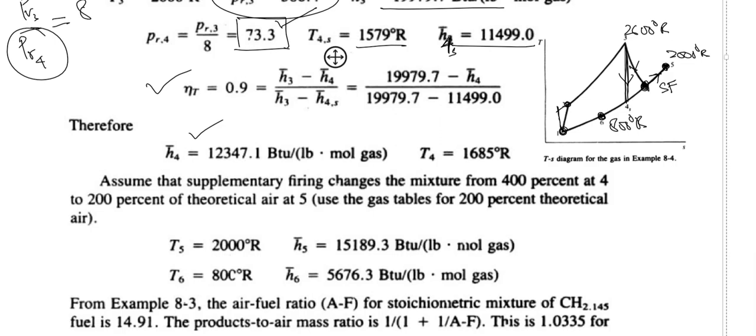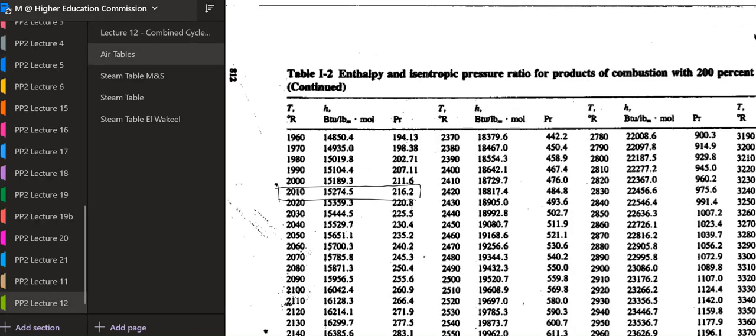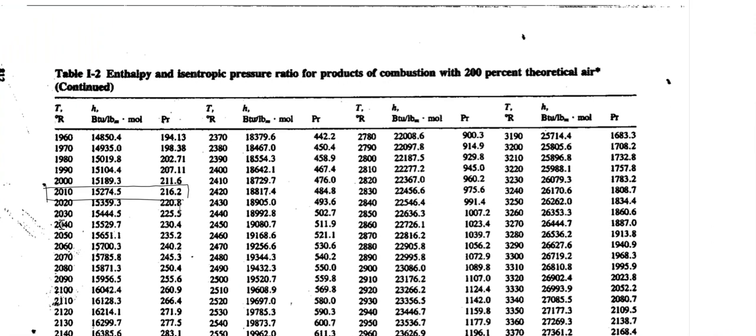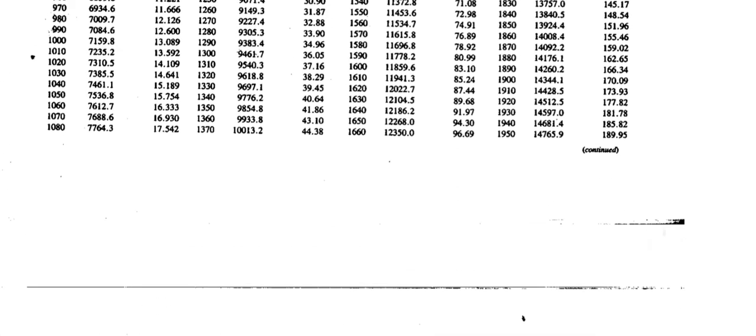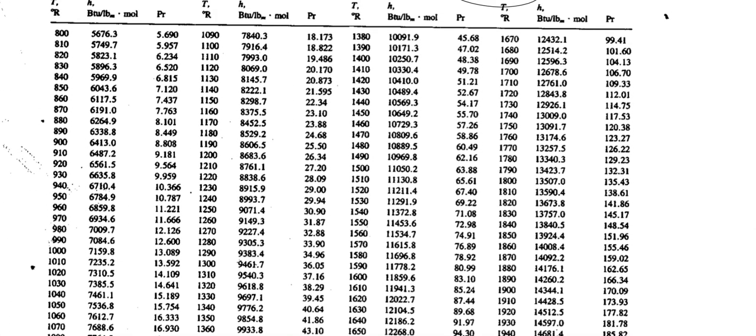Then at state 6, 800 degrees Rankine, in the same table I would have an enthalpy of 5676.3. Sorry, I was a little confused about the value. Yes, the value is this one rather than the 2010 one. So the value is for 2000 rather than 2010. So I have the enthalpy at 2000 degrees Rankine, and the enthalpy at 800 degrees Rankine, and that is the enthalpy of air at 200% theoretical air.